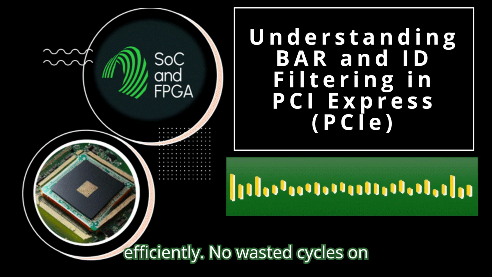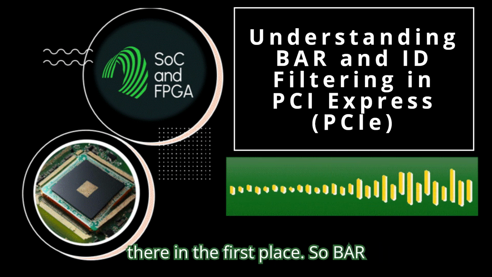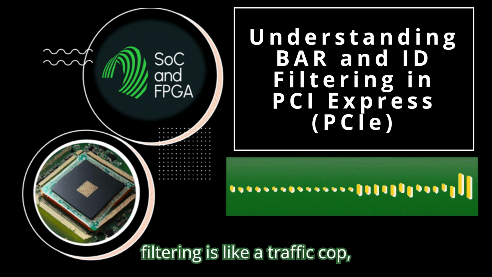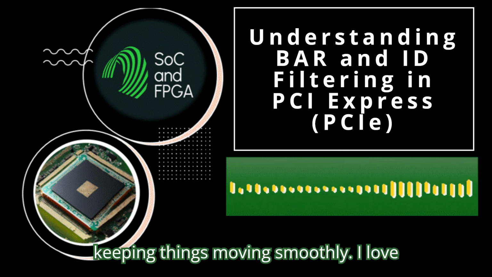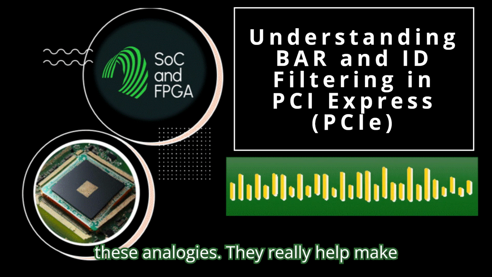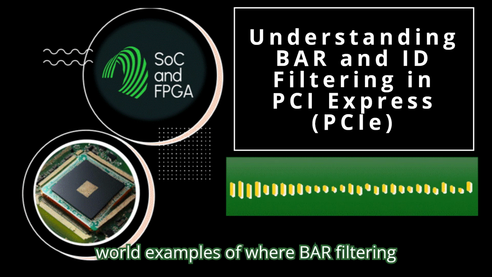No wasted cycles on processing requests that shouldn't be there in the first place. So BAR filtering is like a traffic cop, directing requests to the right place and keeping things moving smoothly. I love these analogies. They really help make sense of this. Can you give us some real-world examples of where BAR filtering comes into play?